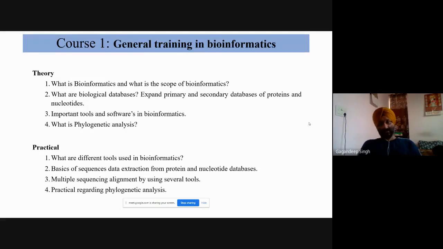First of all, in this course, what we have planned actually, this is the first general training in bioinformatics, which is mandatory for all, because many persons are new to bioinformatics. If anybody is familiar with bioinformatics, he can skip this course, but this is very important because we'll start from the basics. In this course, I'll teach you, first of all, what is bioinformatics and what is its scope.